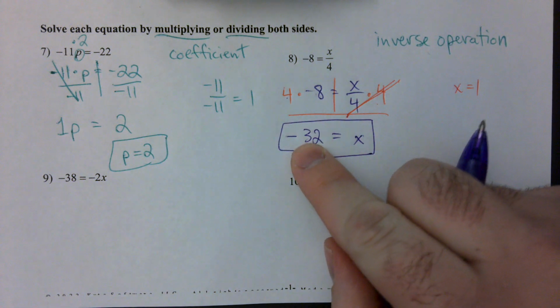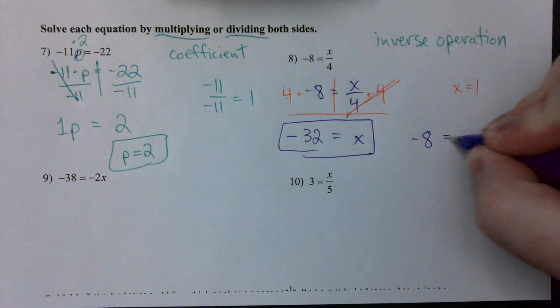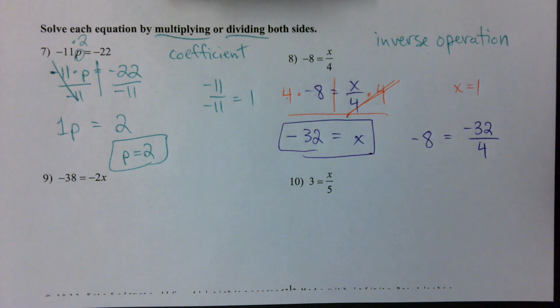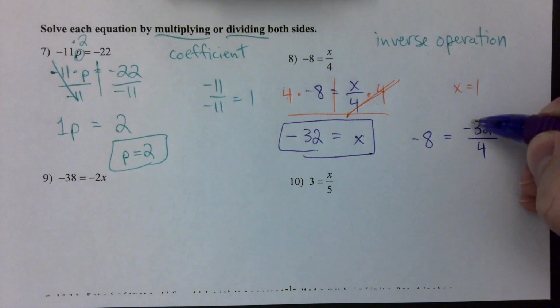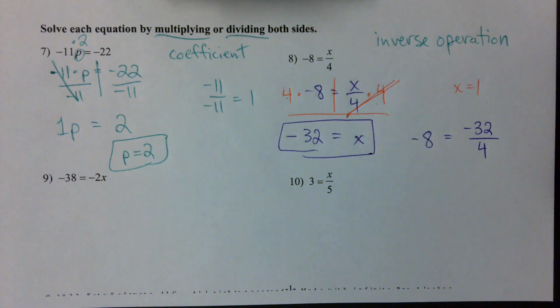And again, if we wanted to plug this back in for x to check our work, we could write negative 8 equals negative 32 over 4. And we know that 32 over 4 is equal to 8, so that checks out. And we also know that a negative number divided by a positive number is going to give us a negative answer.